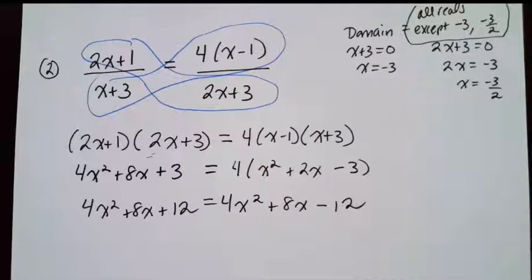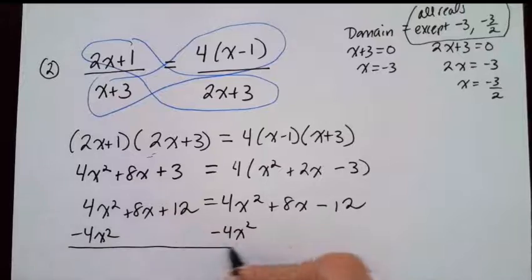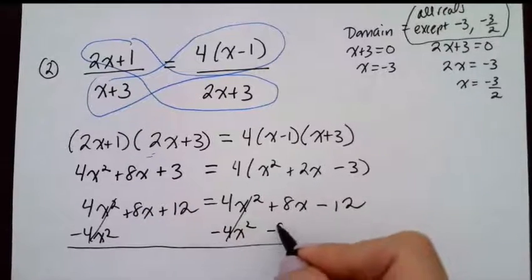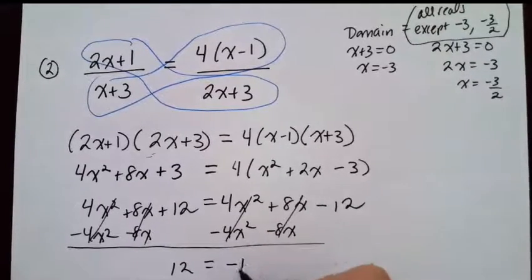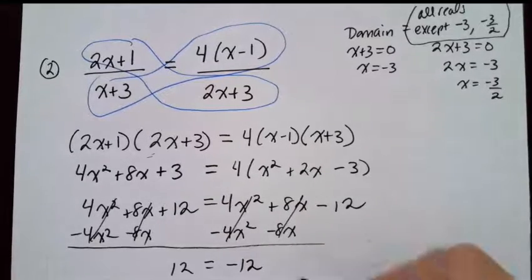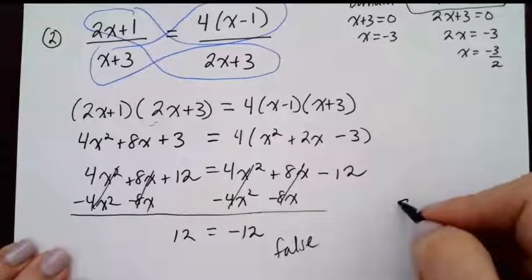All right, so let's see what happens here. I want to try to get the variables on the same side, but no matter what I do, it looks like the x's are going to cancel out. If I subtract 4x squared from both sides, that cancels out the x squared term here and here. If I subtract 8x from both sides, those cancel out as well. So I'm left with 12 equals -12, which is false. That means that my equation has no solutions because the variable cancels out entirely, but the statement that I'm left with is false. So our solution set is the empty set.